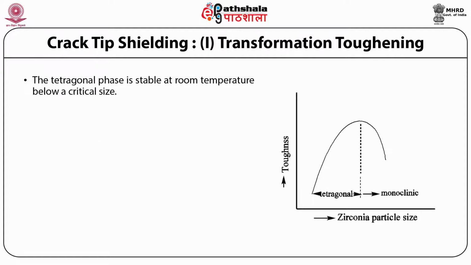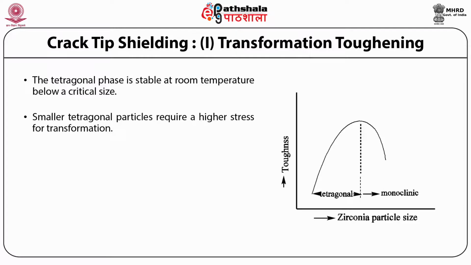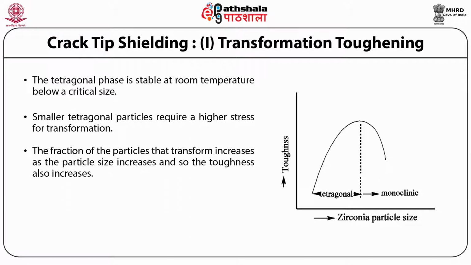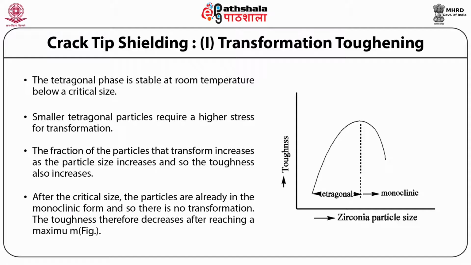So the tetragonal phase is stable at room temperature below a critical size. Smaller tetragonal particles require a higher stress for transformation. So under a given loading condition, the fraction of small particles that transform increases as the particle size increases, and so the toughness also increases. After the critical size, the particles are already in the monoclinic form, and so there is no transformation. The toughness therefore decreases after reaching a maximum, as shown in this figure.